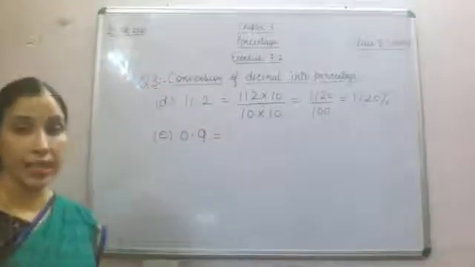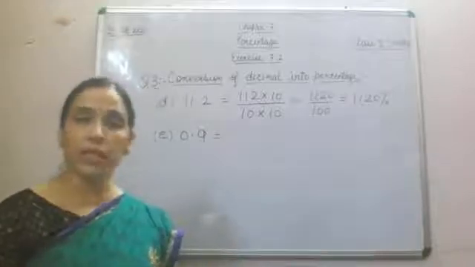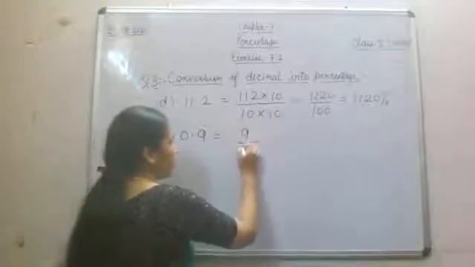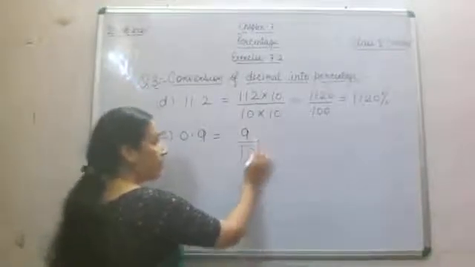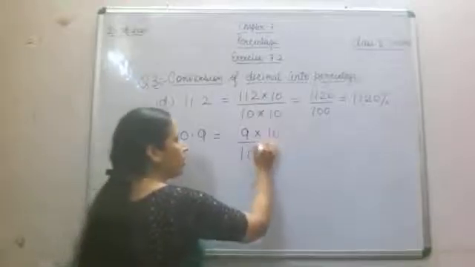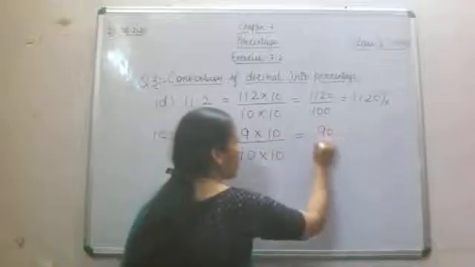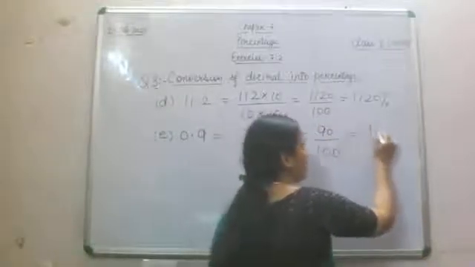Now let's take E part of this question and then we will finish our exercise, and then we will come to our next concept of today, that is again a conversion. Now here we have one decimal place, so we will write it as 9 by 10. Now we require 100 in the denominator, we will multiply by 10 in the numerator and in the denominator. That will become 90 by 100, and which can be written as 90%.